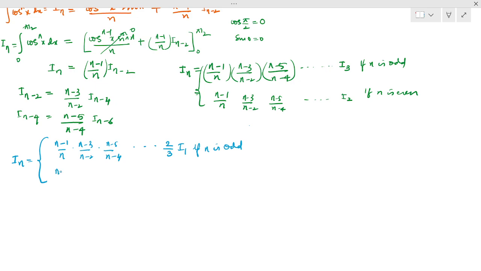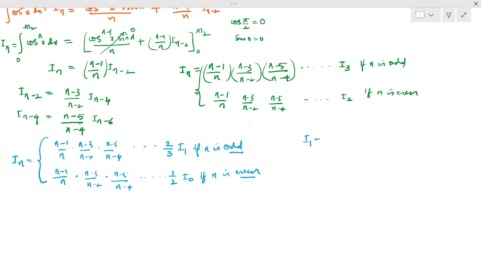Similarly, (n minus 1) by n into (n minus 3) by (n minus 2) into (n minus 5) by (n minus 4), and so on, and substituting n is equal to 2, (2 minus 1) is 1, divided by 2 into I0, that is 1 by 2 times I0 if n is even. Okay, now let us find out I0 and I1. Substitute n is equal to 1 here.